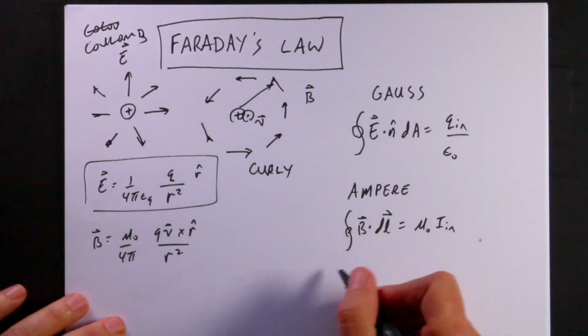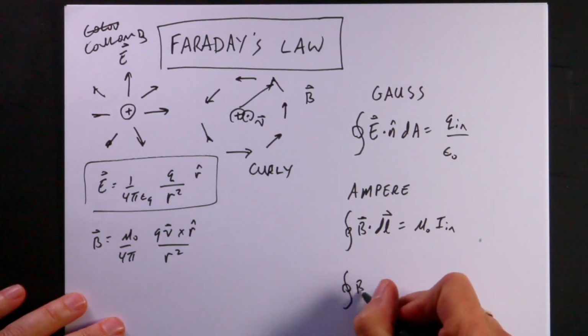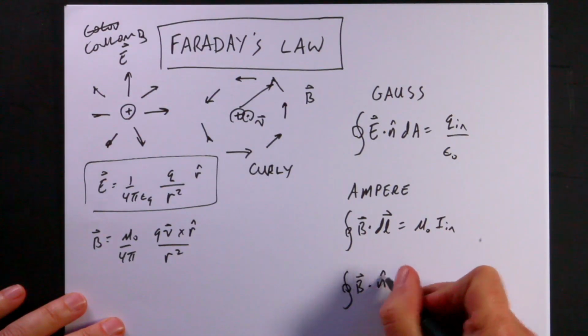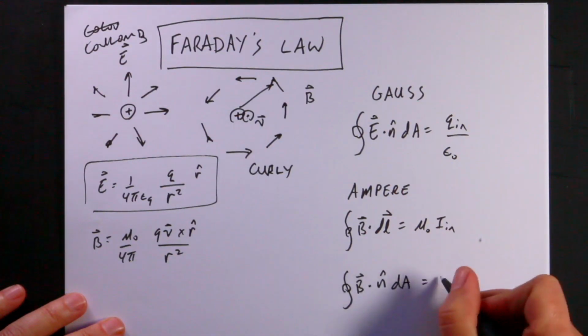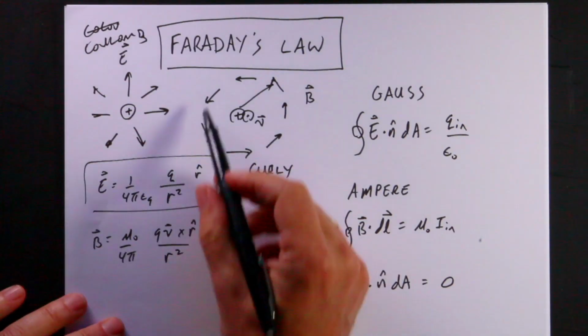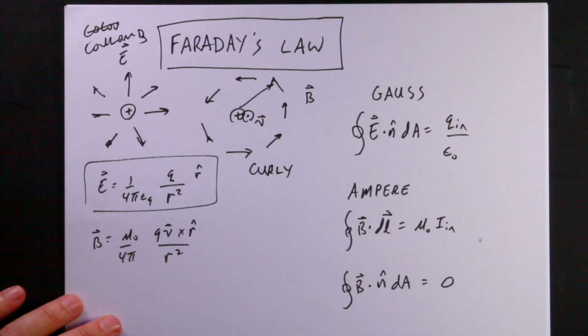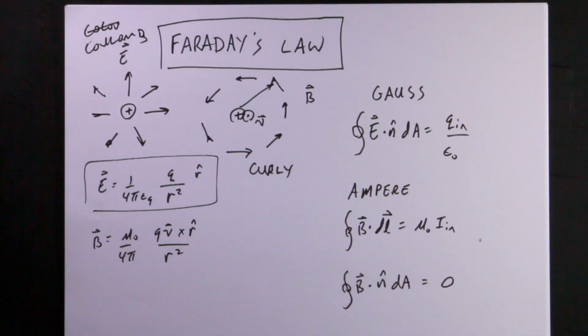Let me go and say one more law, Gauss's law for magnetism. B dot n hat dA equals 0. This says that if I take some closed surface and I integrate over the flux of the magnetic field, I get 0, because there's no magnetic monopoles that we've seen. Okay, so that's three things.